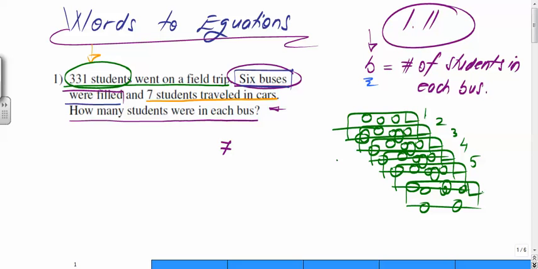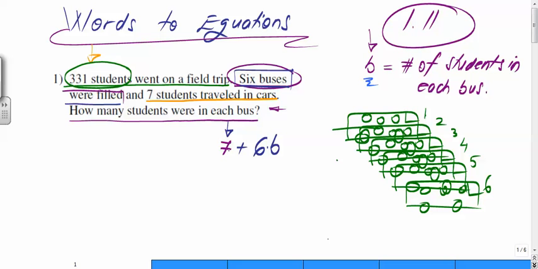I got 6 buses with B students in each one of them. The total number of students traveling with those buses, ignoring my great art skills here, will be B times 6, or 6 buses times the number of students in each bus. So besides the 7 students traveling with their parents' cars, I need to add the number of students in the 6 buses, which will be given to me by the product of 6 and B, because 6 times B will give me how many students travel in buses.